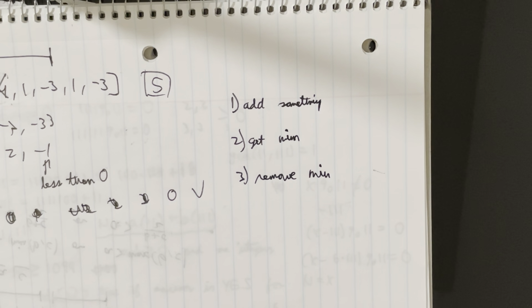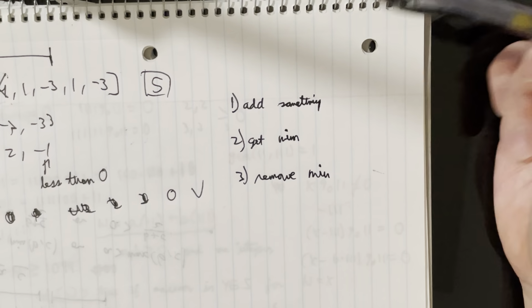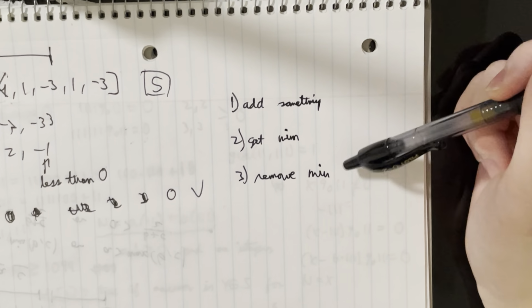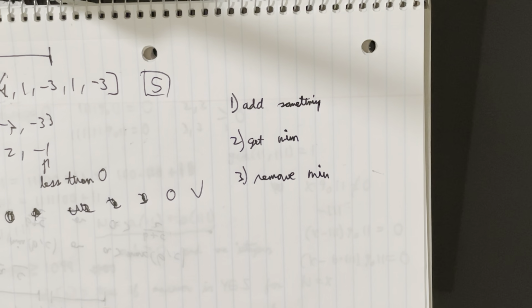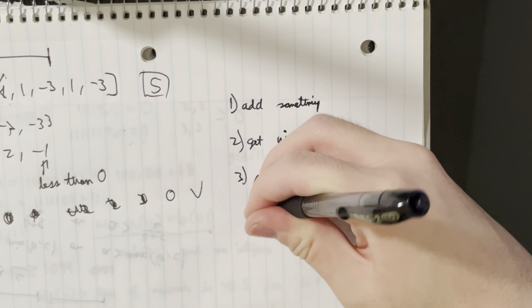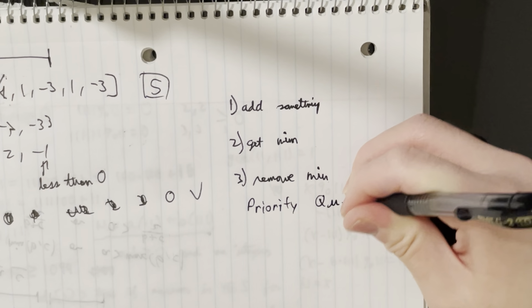So if you're familiar with basic data structures, if you want to add a value, find the minimum, and also remove the minimum in a good runtime, you want to use a priority queue. So yeah, just use a priority queue. The implementation is very simple.